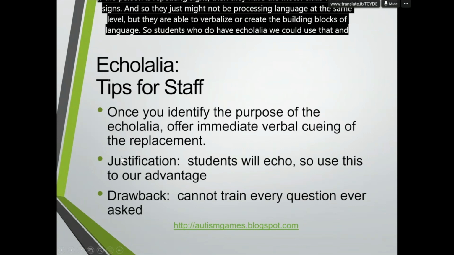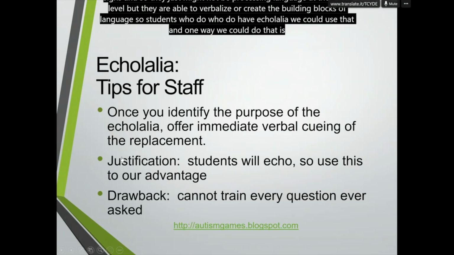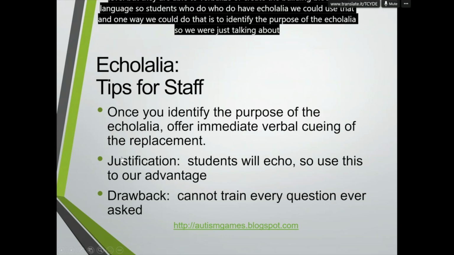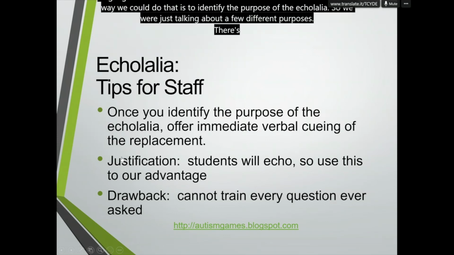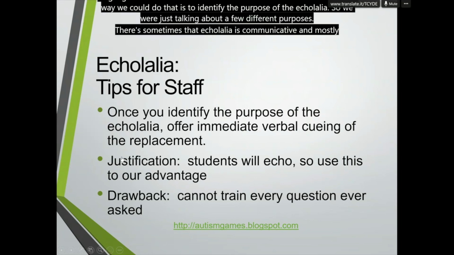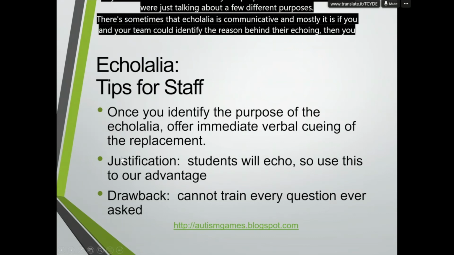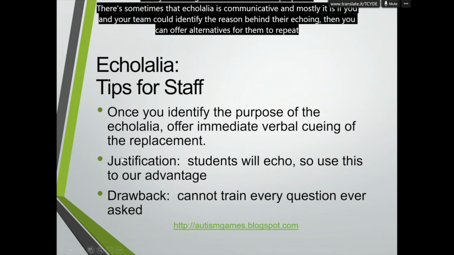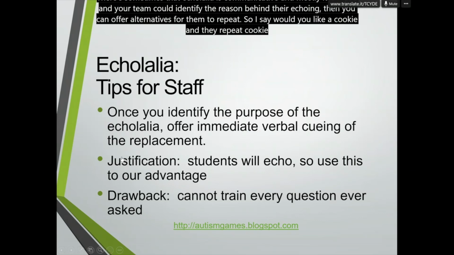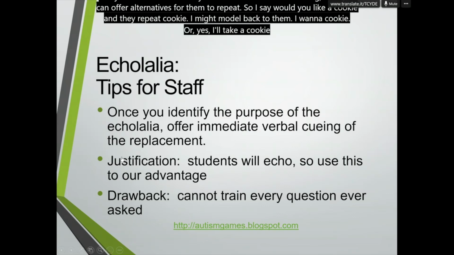And one way we could do that is to identify the purpose of the echolalia. So we were just talking about a few different purposes. Sometimes echolalia is communicative, and mostly it is. If you and your team could identify the reason behind their echoing, then you can offer alternatives for them to repeat. So I say, would you like a cookie? And they repeat, cookie? I might model back to them, I want a cookie. Or yes, I'll take a cookie. And because they will echo me, they just repeated what I wanted them to say.